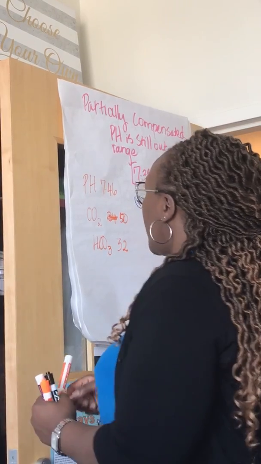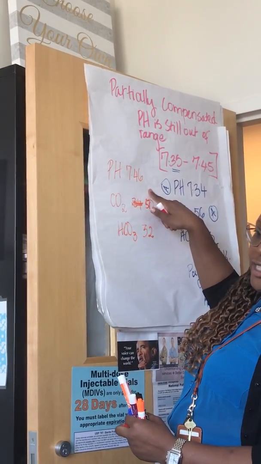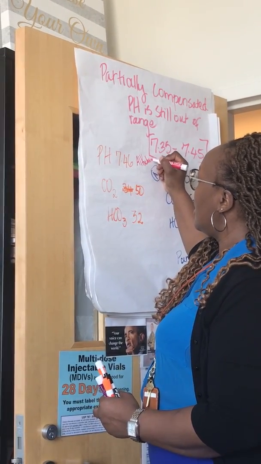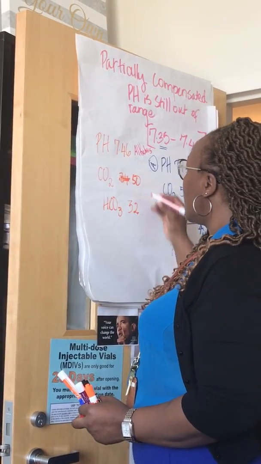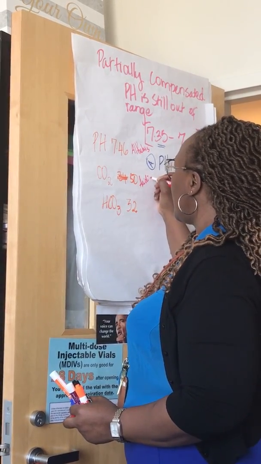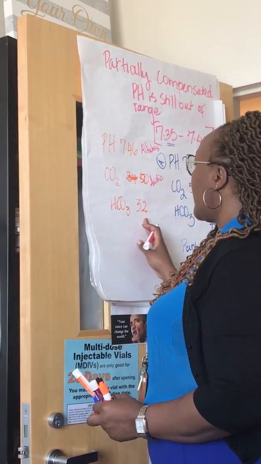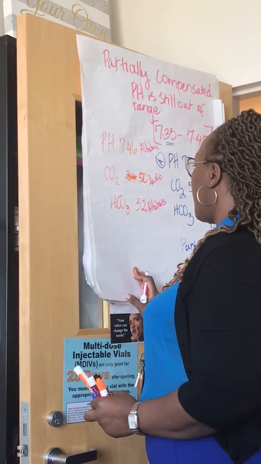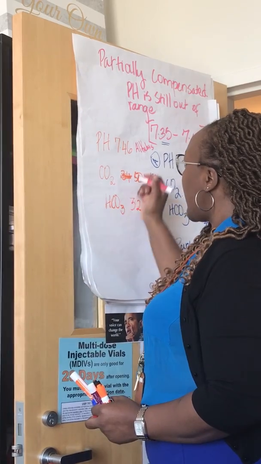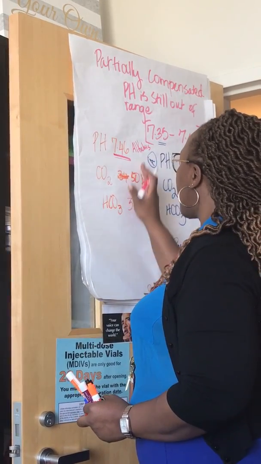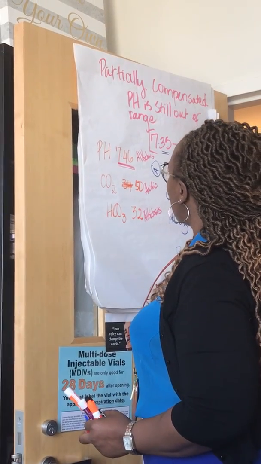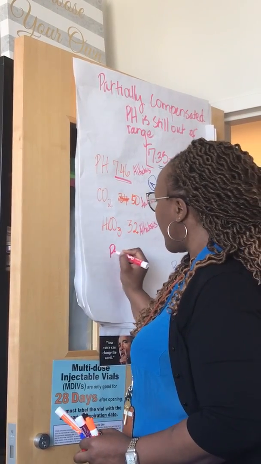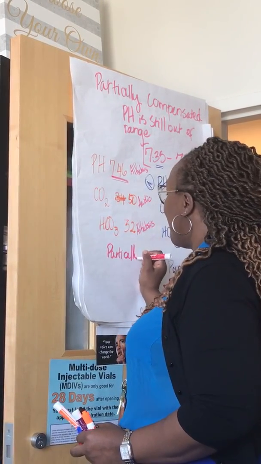Okay, so in this example, we know the pH is 7.46, so we have alkalosis. CO2 of 50 is high, so it's acidic because CO2 is an acid. Bicarbonate is high, which we're going to know we have alkalosis because bicarbonate is a base, it's an alkaline. So this pH, because 7.46 is alkalotic, but it's on the higher end, we know it's trying to become normal. This alkalosis follows the pH. So now we have partially compensated.